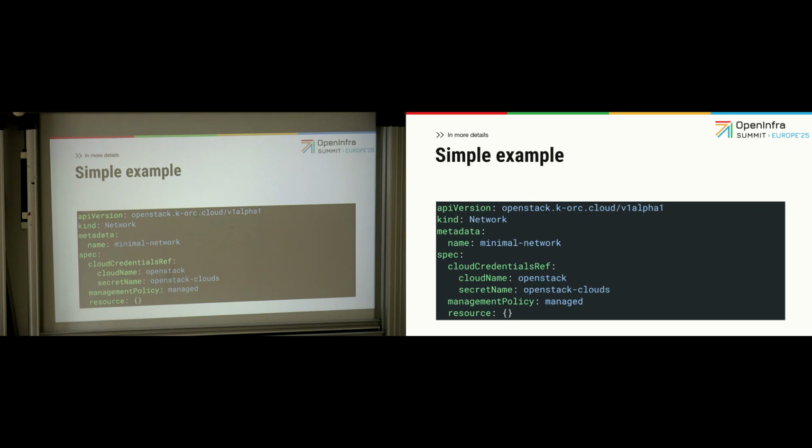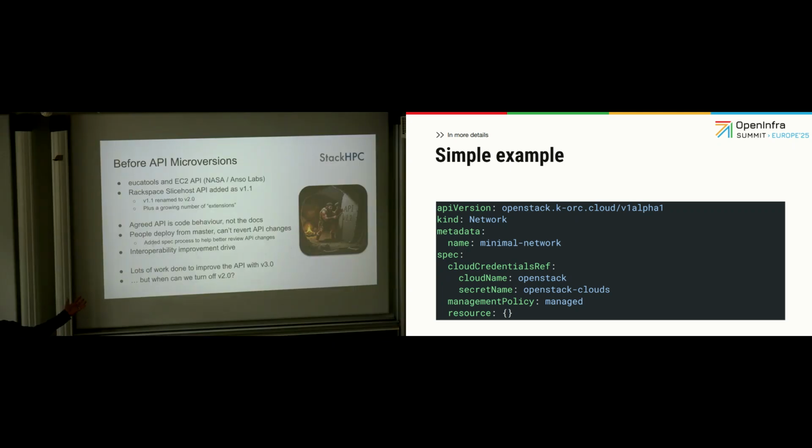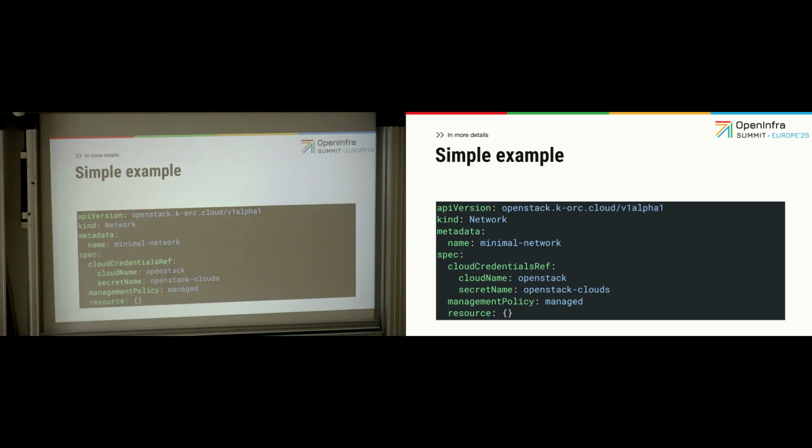So let's have a look at simple examples of ORC objects. So this is an ORC object. From a glance, can you tell what it does? It should be easy. Let's break it down. We have the kind being a network, so that means we'll identify which controller is going to be responsible for this resource. Here that would be the network controller of ORC. This is the Kubernetes object name, in that case, minimal network.